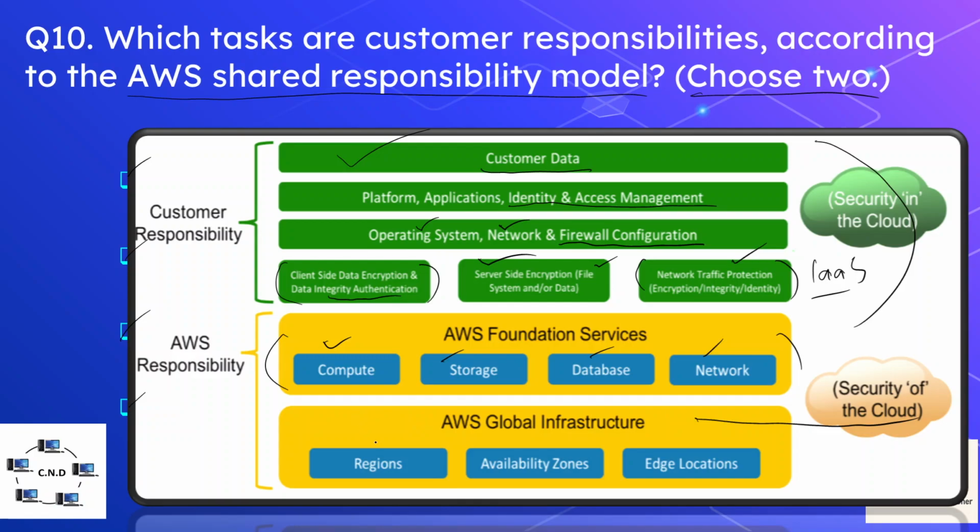broad level responsibilities, which include the regions, availability zones, edge locations, and data centers. This whole infrastructure is also the responsibility of the cloud provider, or AWS. So in a nutshell, the security of the cloud is the responsibility of AWS or the cloud provider. What about security inside the cloud? What's inside? Data. Data is inside the cloud. It's the responsibility of the customer.